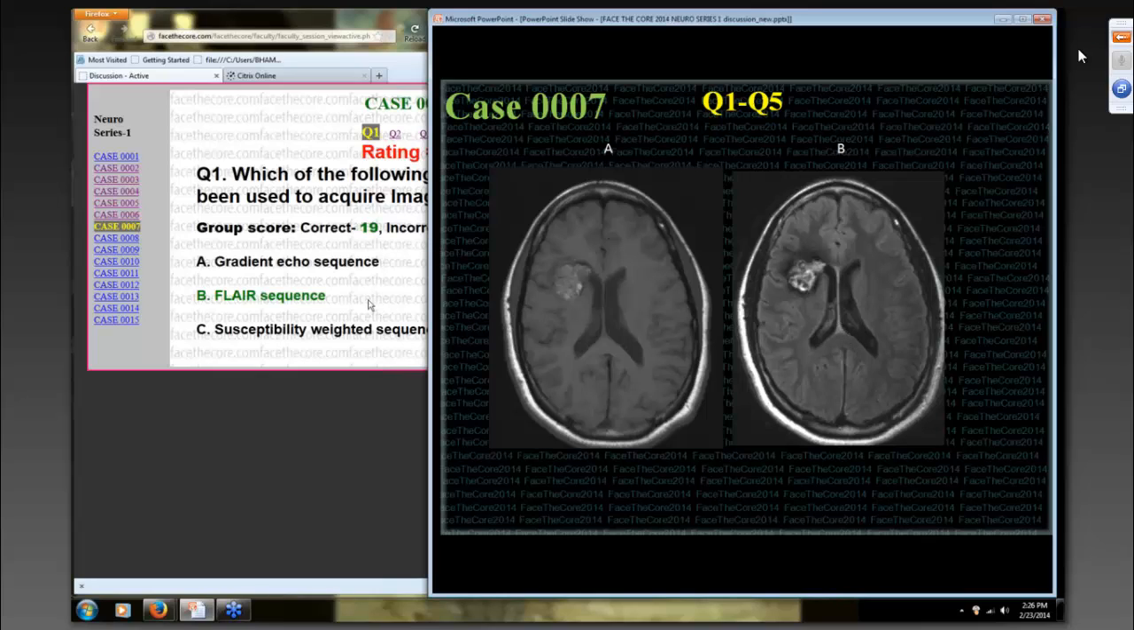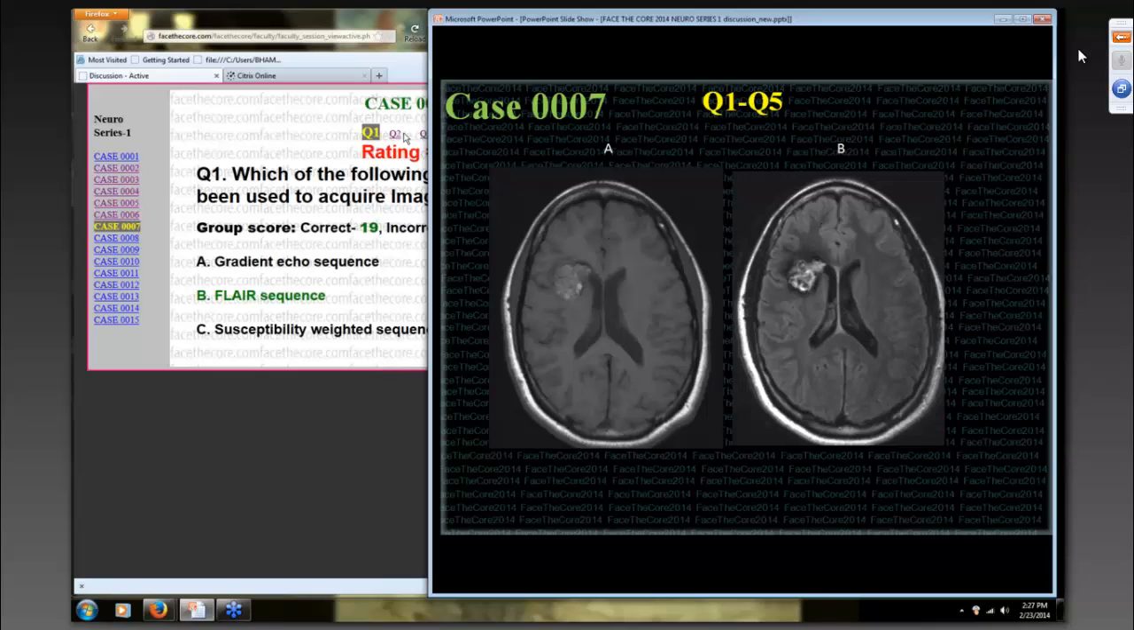So a fluid attenuated inversion recovery sequence is usually T2 weighted, but some people do a T1 weighted FLAIR sequence also to increase the contrast within the image. But that is much less commonly used compared to the regular FLAIR sequence which you are seeing here, which is very similar to T2 except that the fluid is attenuated.